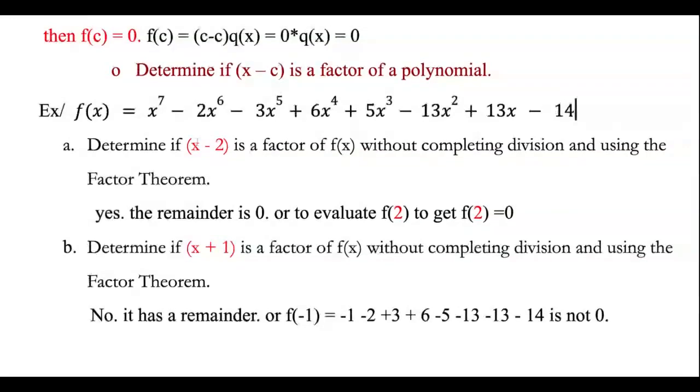So let's see this question. We have this polynomial of degree 7, right? And we want to determine if x minus 2 is a factor of this function, without completing division, and using the factor theorem. The factor theorem says, if x minus 2 is a factor, then f of 2 is 0, right? So we just evaluate to see if f of 2 is 0.